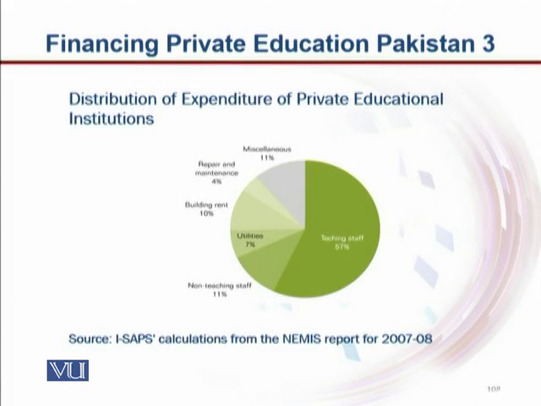Distribution of expenditure of private educational institutions. Again, you see teaching staff 57%, non-teaching staff 11%. Add that, you have 68%, 2/3 of your income going on salaries. Building rent was 10%. Utilities, as I said, would be the next one at 7%. Repair and maintenance, obviously things don't last forever. There is a half-life for everything.